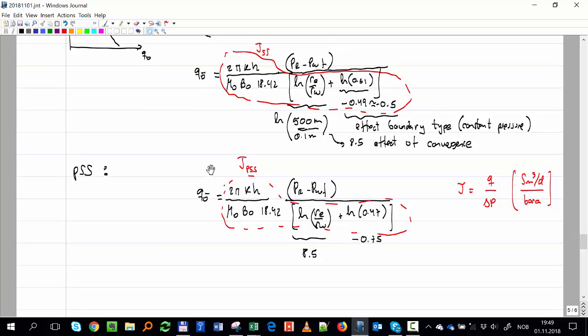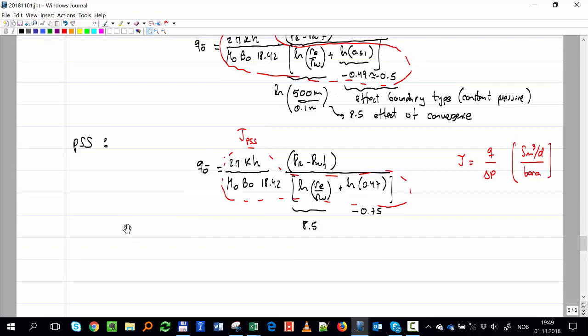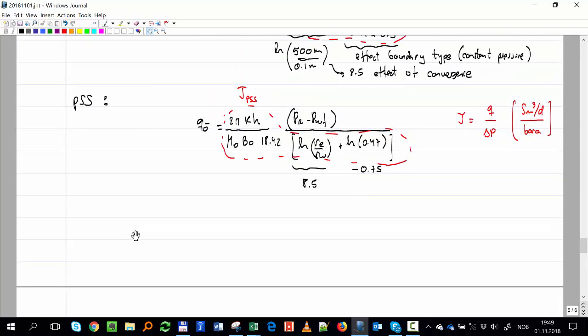How do I test the well? We talk about testing. How do I test the well? Okay, I have to find out the IPR. I want to know the IPR of my well.